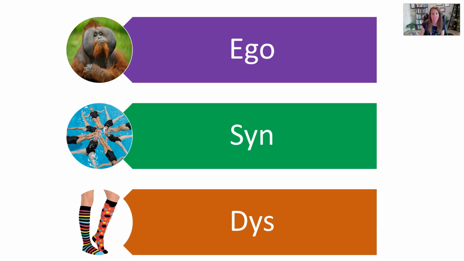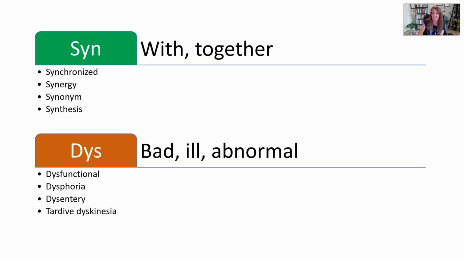We have ego, which in psychoanalytic theory is looking at the self, me, that's kind of who I am. And then we're wondering whether the behavior is in sync, like synchronized swimming, or if there's some dissonance. So the root syn in Latin means with or together. So think of it in terms of synchronized, synergy, synonym, synthesis. They all have that common thread of meaning, like two things that are similar or together or congruent.